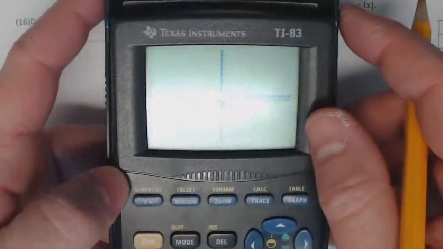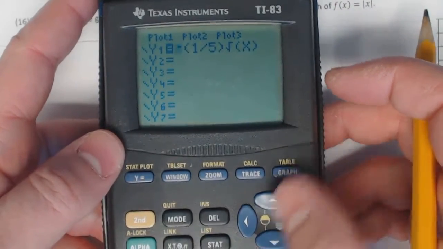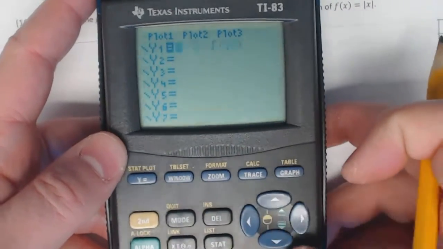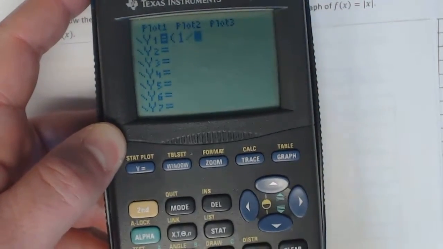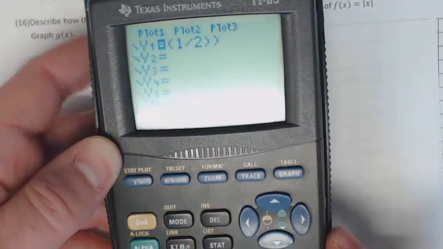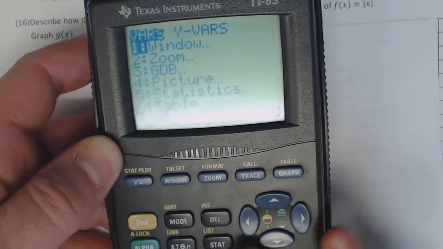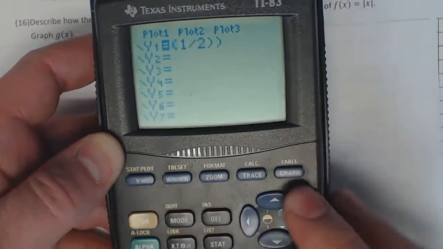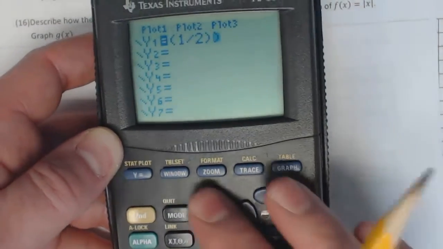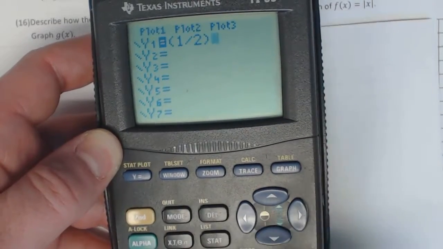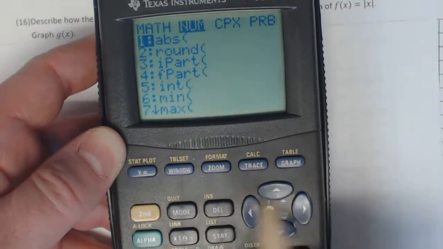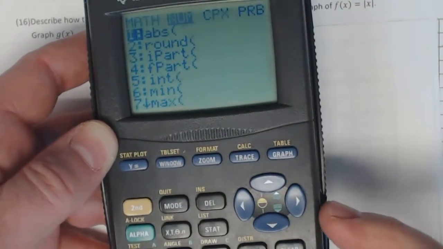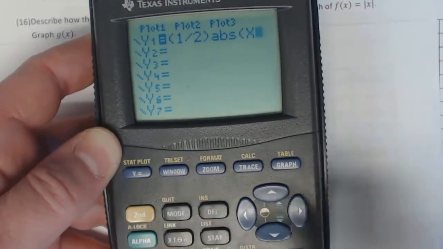So if I want to graph that, let's delete that off. Clear. We're going to put the 1/2 in. I always like to put my fractions in parentheses if you got these old school calculators. And then remember to find the absolute value, hit the math button. Mine's right there. Or denom, it's ABS right there. Put my x in and close it up.